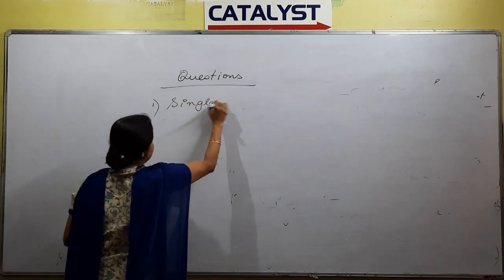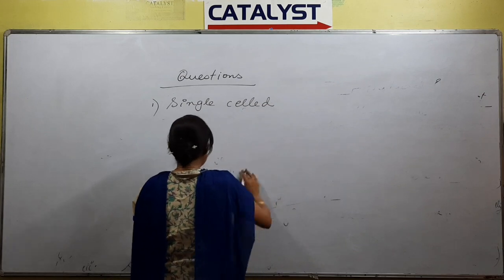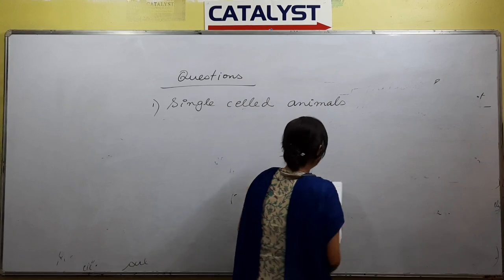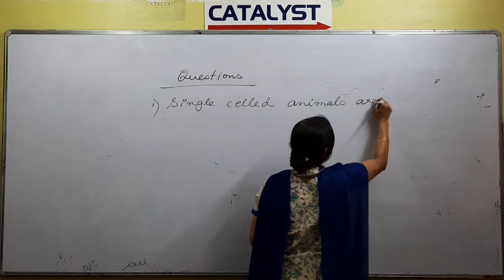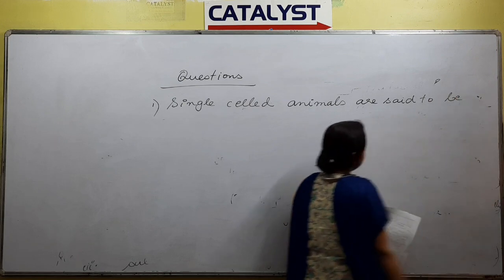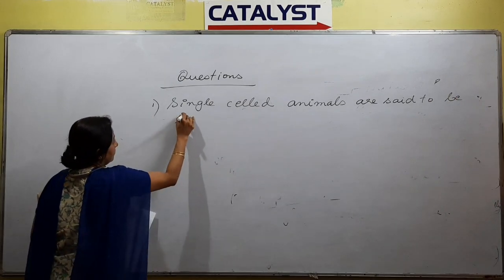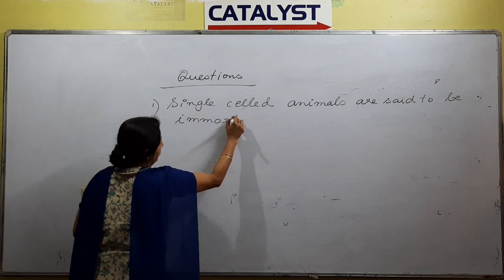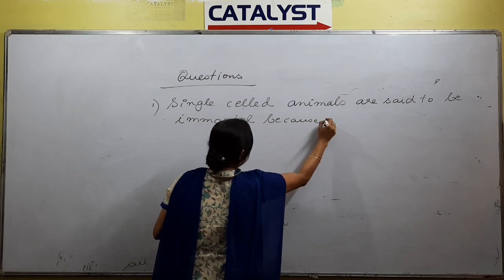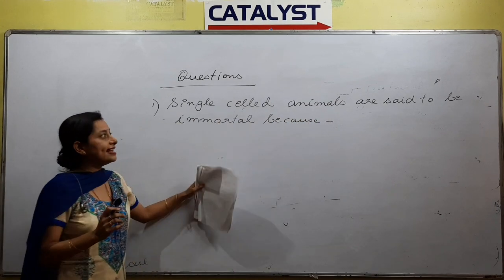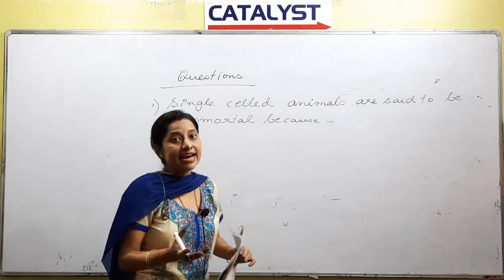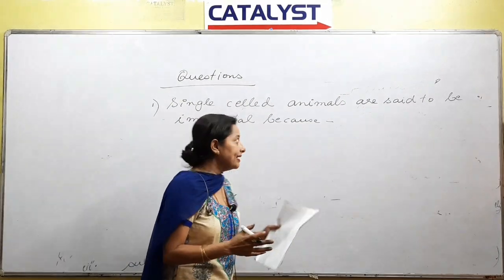Single celled animals are said to be immortal because, I think we remember this statement, no? Single cell animals are called what? Immortal. What is immortal? Someone that never dies is called what? Immortal, right? Why are they called immortal?